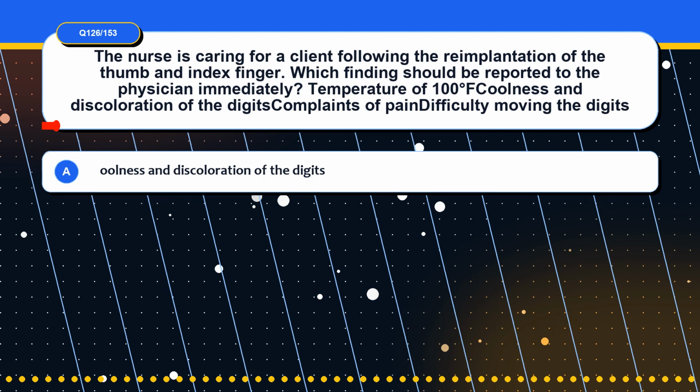Question 126. The nurse is caring for a client following the reimplantation of the thumb and index finger. Which finding should be reported to the physician immediately? Temperature of 100 degrees F, coolness and discoloration of the digits, complaints of pain, difficulty moving the digits. Here are the options. Option A. Coolness and discoloration of the digits.